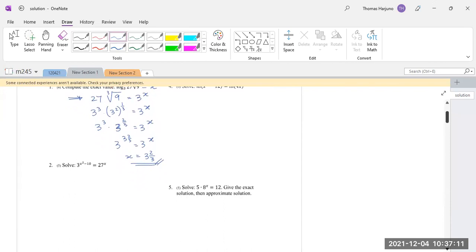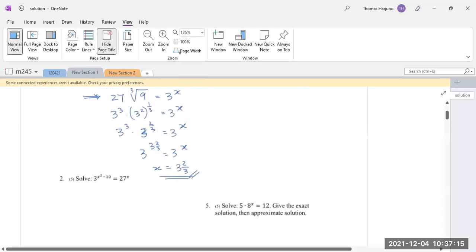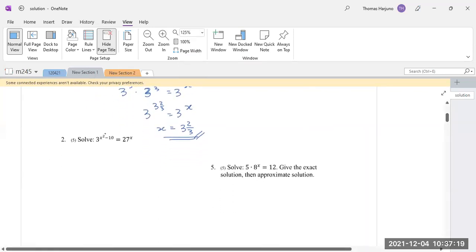Number 2. Let me zoom that a bit bigger. 3 to the x squared minus 10 equals 27, and 27 is 3 cubed to the x. So 3 to the x squared minus 10 equals 3 to the 3x.